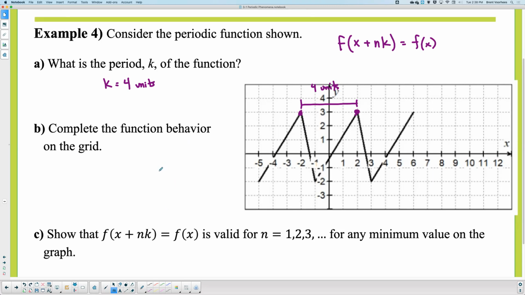Now it says complete the function behavior on the grid. So what does it look like it's happening every time? What's the slope here? From the minimum to its maximum, how many units does it go up? It goes up 5 over 3. Now, does it go down 5 over 3 as well? What happens when we go down? Down 5 over 1. So it'd be right there. And then up 5 over 3. 1, 2, 3. So it'd be like this.